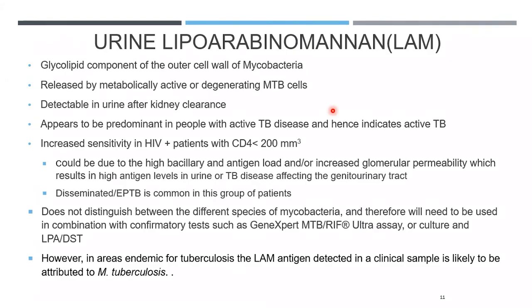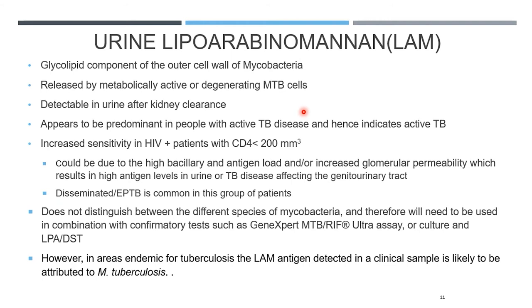I just wanted to show you that case, and we'll come back to it in a little while. When we're talking about the urine LAM, lipoarabinomannan, which I can never pronounce, I'm just going to call it LAM from now on. This is a glycolipid that's a component of the outer cell wall of mycobacteria. It's released by metabolically active or degenerating MTB cells, and when cleared by the urine, it's detectable in the urine. This LAM glycolipid is predominantly found in people who have active TB disease, so when we find LAM, it's indicative of active TB.